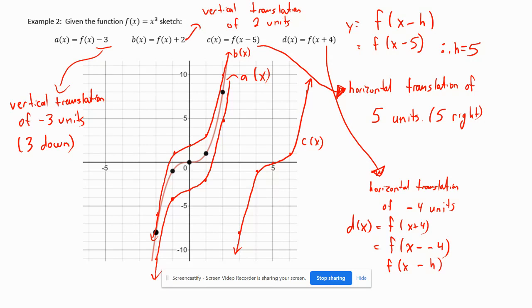So that means we're taking this graph and we're moving it 4 to the left. So 1, 2, 3, 4 here. 1, 2, 3, 4. And all of these points are going 4 to the left.